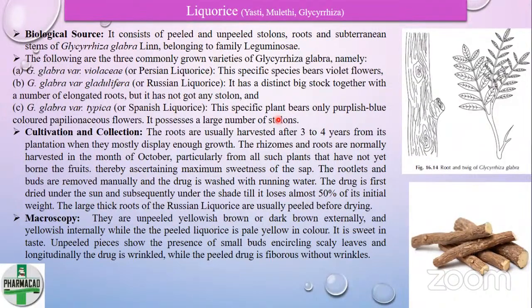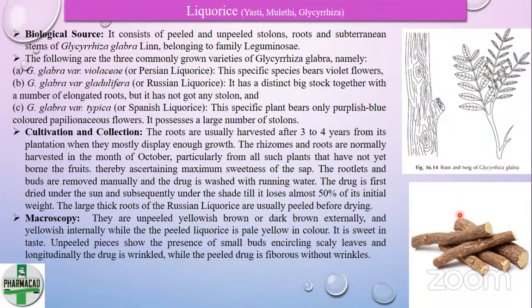Looking at cultivation, since they are rhizomes, they are maximally harvested in the month of October. Now why do we need licorice? It is used as a natural sweetener. That is why it is collected particularly from plants that have not yet borne fruits, thereby asserting maximum sweetness of the sap. Rootlets and buds are removed manually and the drug is washed with running water.